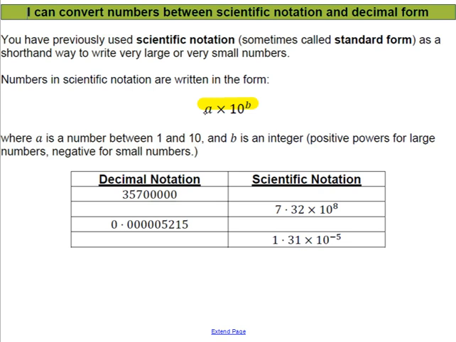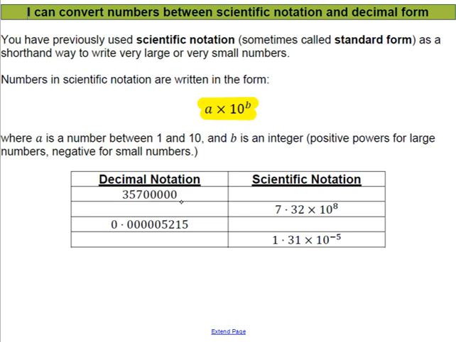The form that they have to take is this: a times 10 to the power of b, and in this case a is just a number between 1 and 10. Now it has to be between 1 and 10, so if it's any other way, this won't be considered correct scientific notation. And b has to be an integer. It will be a positive integer if we're dealing with very large numbers, and it will be a negative integer when we are dealing with very small numbers.